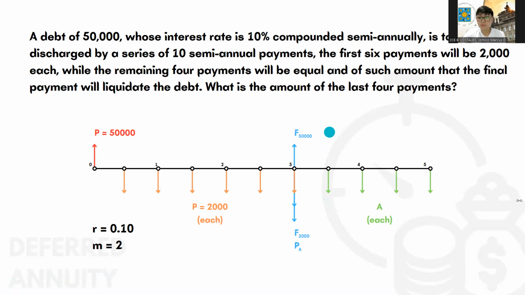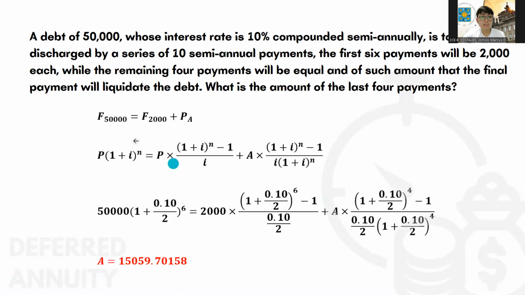So with this information, we can say that there is an equation of F sub 50,000, which is the future value of the debt after the compounded interest of 3 years, is equal to F sub 2,000, which is the future value of the first 6 payments made, plus the present value of the annuity, which is the 4 payments to be made.